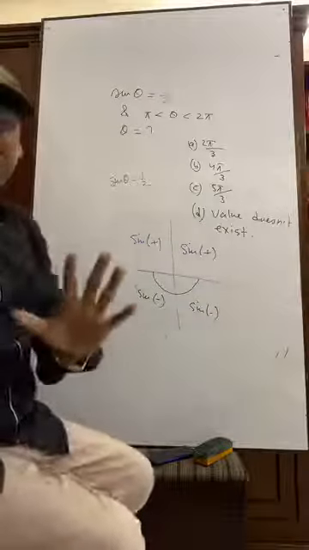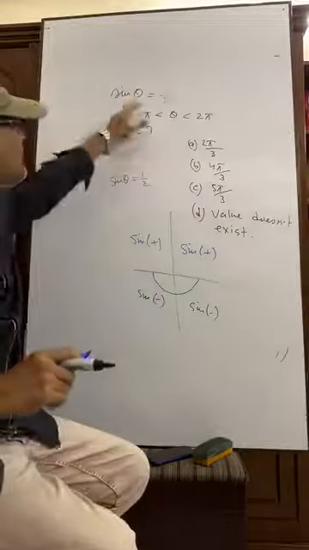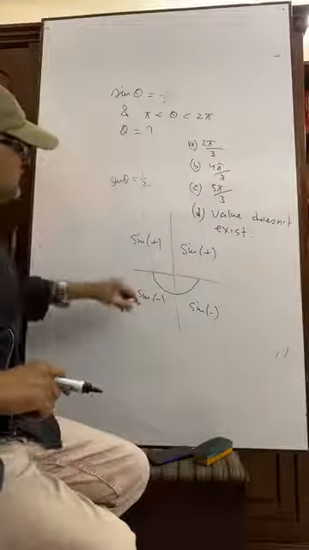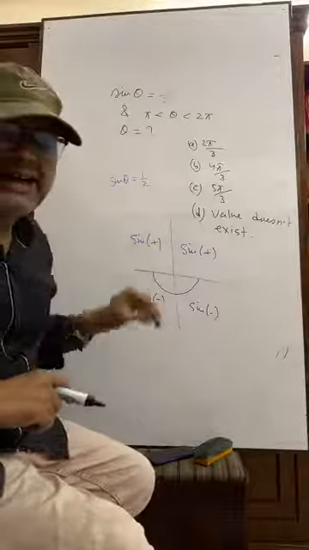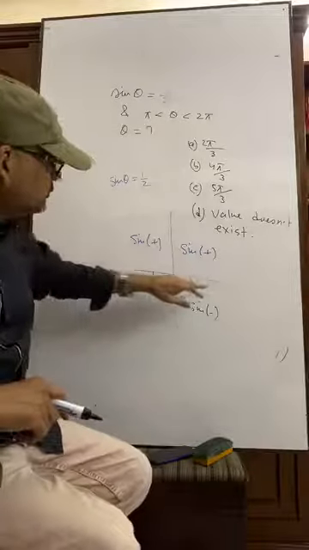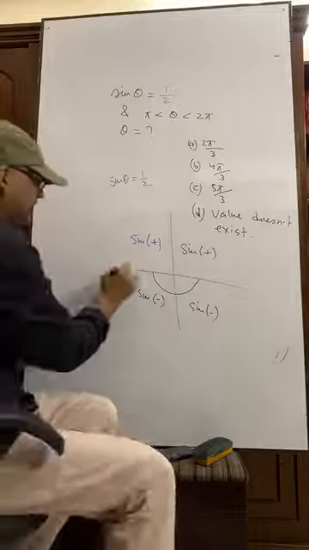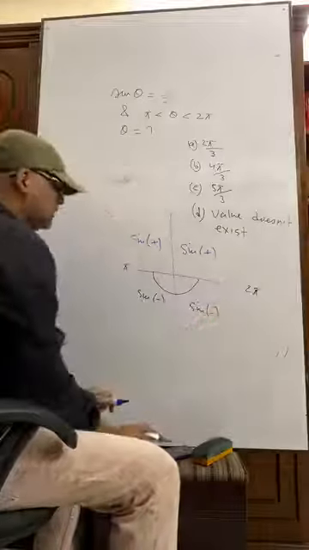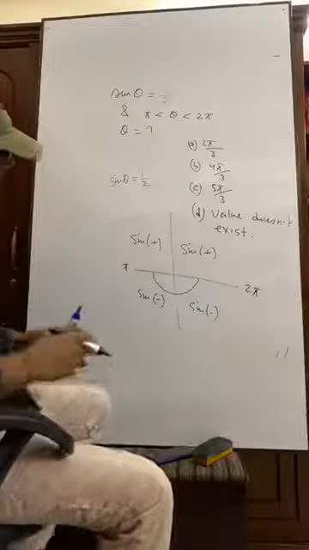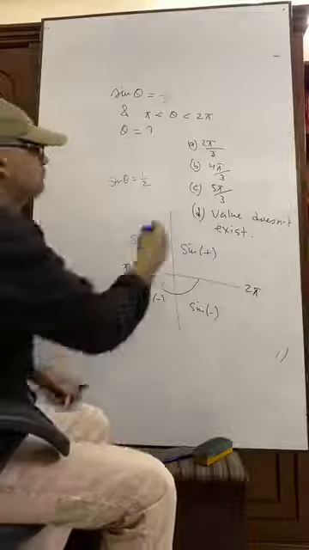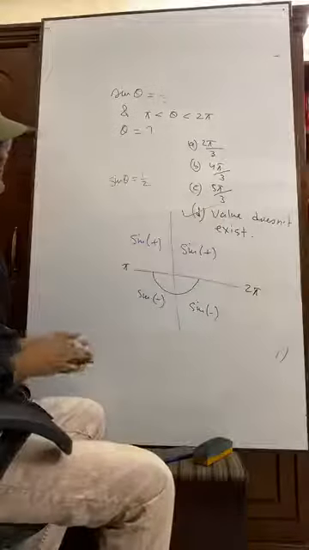Have you seen? Just think. Our value is given positive. But the range where the angle may lie is given pi to 2 pi. This is pi. This is pi. And this is 2 pi. So there is no value. So our answer is value does not exist. Okay?